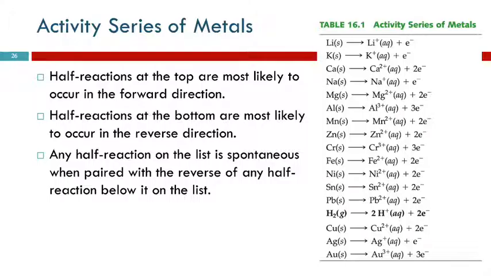So half reactions at the top are likely to go in the forward direction. Half reactions at the bottom are more likely to go in the reverse direction. And you can predict whether a reaction will be spontaneous by seeing which half reaction is on top. So if you have one of these half reactions paired with the reverse of a reaction below it, then it will happen spontaneously.